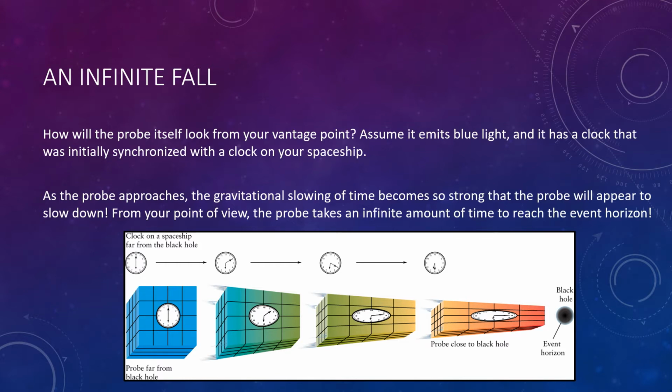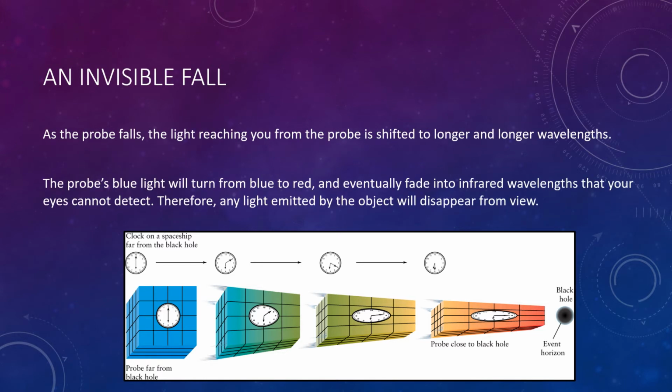From your point of view on the spacecraft, the probe will actually take an infinite amount of time to reach the event horizon, where it will appear to remain suspended for all eternity. You can see the slower passage of time by comparing the clocks on the spaceship to the clocks on the probe in the figure. So, first off, an object falling down into a black hole will appear to fall forever. But it gets weirder still.